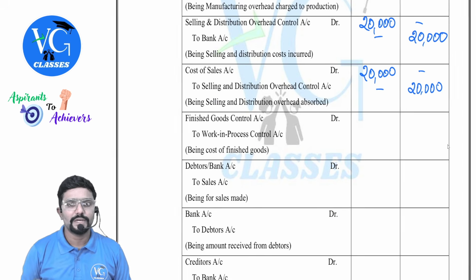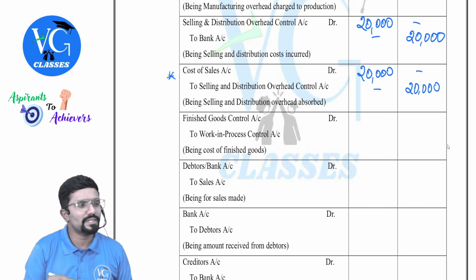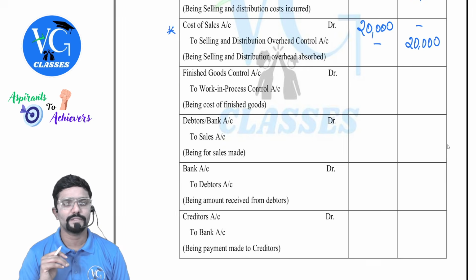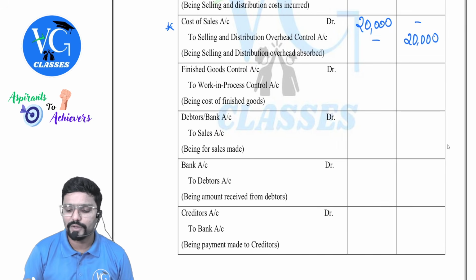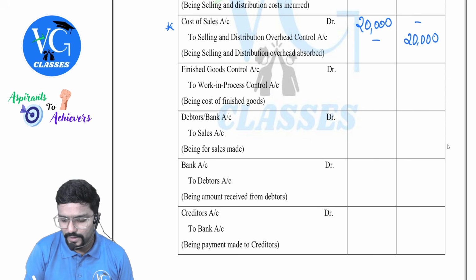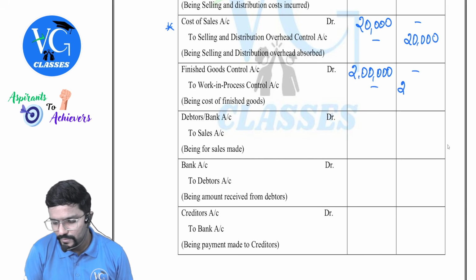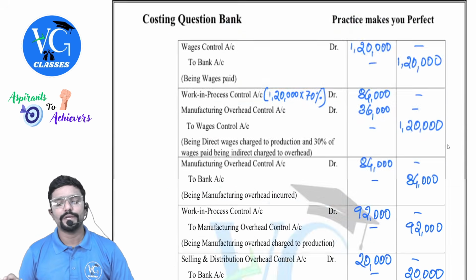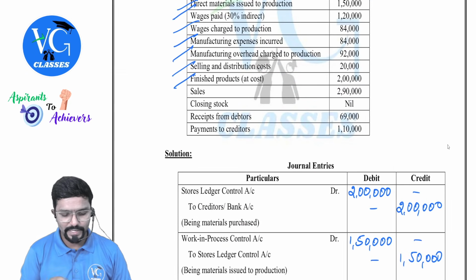Next, finished goods. Guys, this is not directly given in the question, but we have considered it to be absorbed. Whatever is incurred is absorbed. Next, finished goods control to work in progress. Amount, please. 2 lakh.